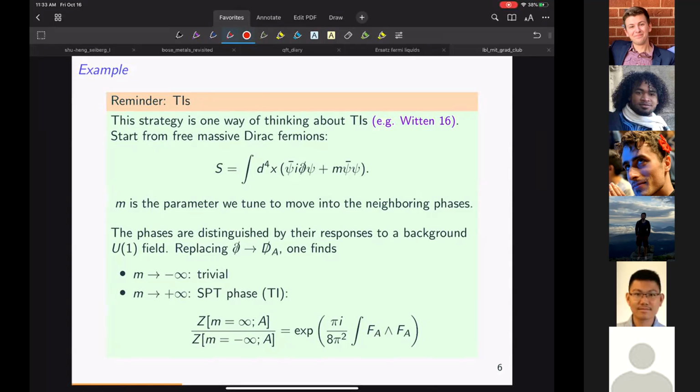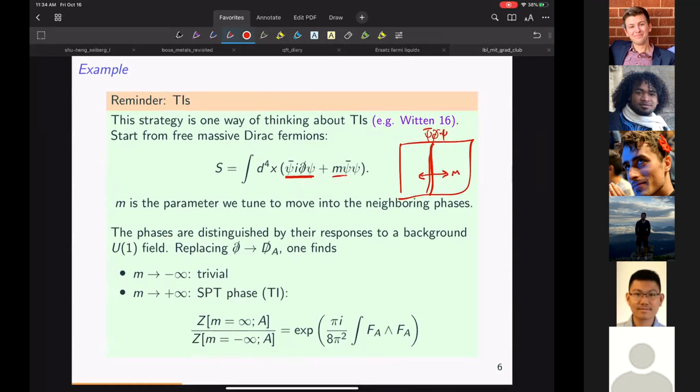So we're going to be in 4 space-time dimensions, and we're going to start with the quantum field theory that's just a free Dirac fermion, right? In the picture that I drew in the last slide, here we're going to interpret this free Dirac fermion as a second order phase transition separating two different phases. And what are the two different phases? Well, the parameter that we're going to use to tune between these two phases is going to be the mass of the Dirac fermion.